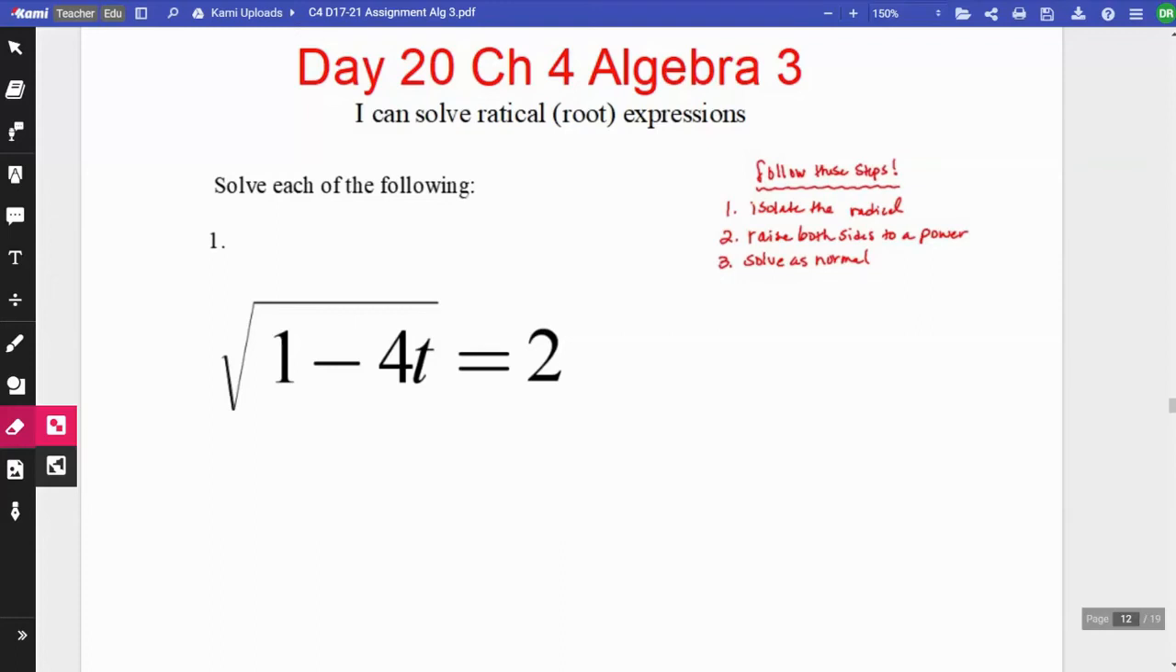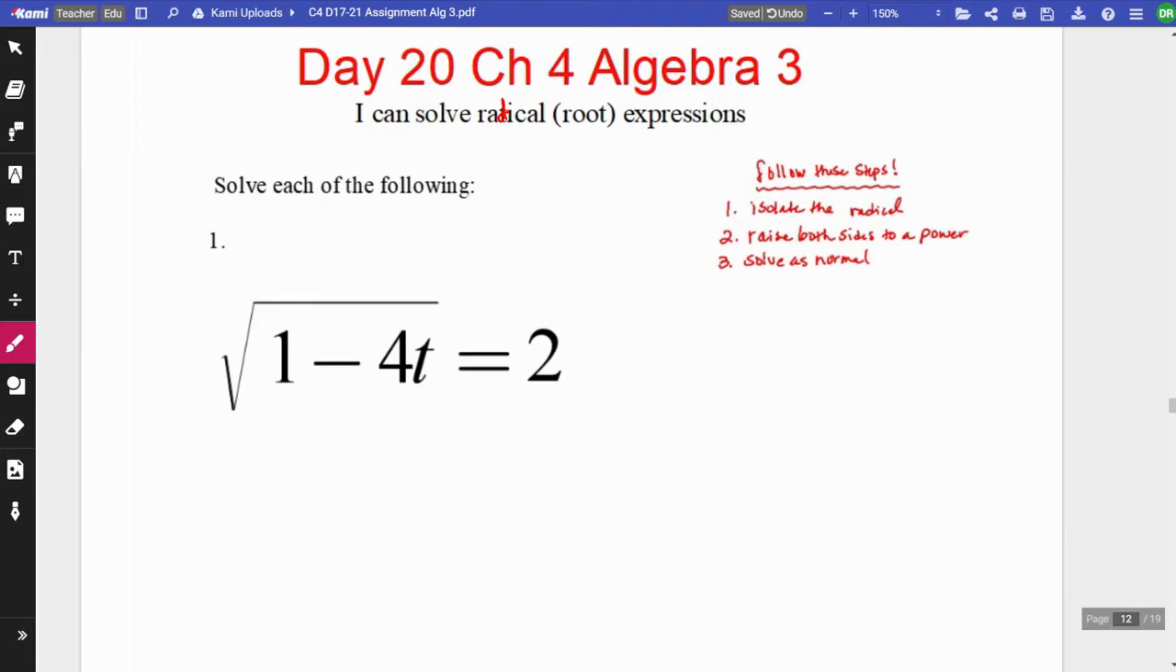Hello, this is day 20, unit 3, which is chapter 4 in algebra 3. And this is solving radical equations. That's a D. Radical equations. And so we just did rational. This could be confusing. Sounds the same, but radical means having like a root in it, a square root type of thing. Doesn't have to be a square root, but in this case, it is.